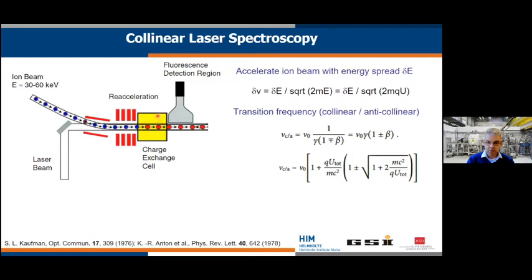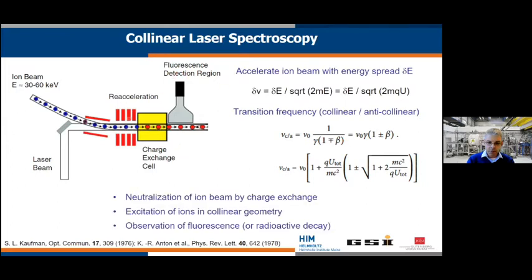And then you can do a resonant charge exchange, and then you have neutral atoms in the same direction as your initial ion beam, and then you can perform a laser interaction by overlapping your laser beam, and then you have a fluorescence detection region. So we do neutralization by charge exchange, as I was saying.